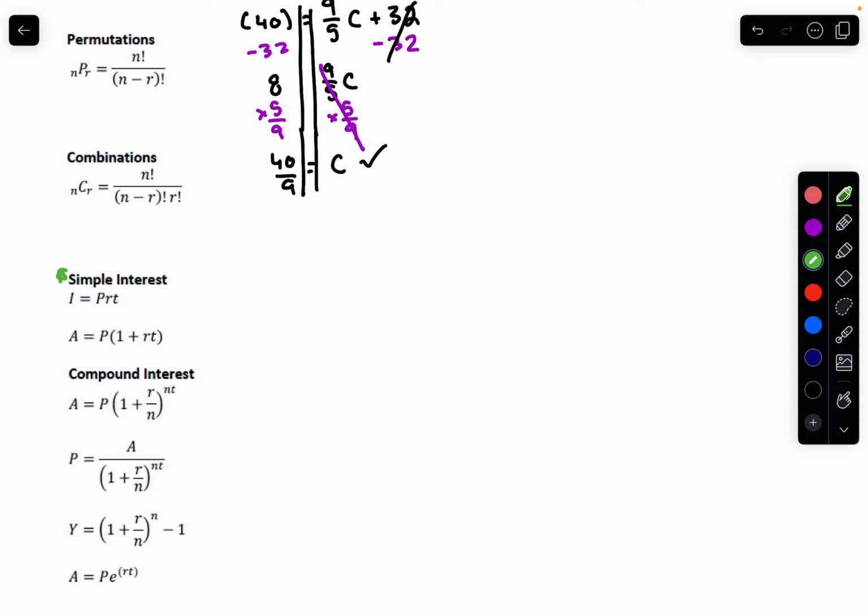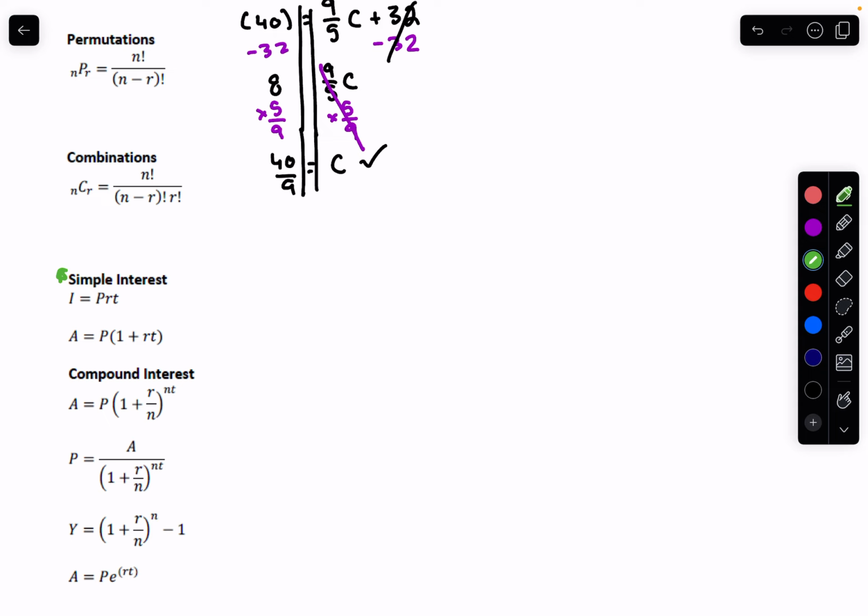The I is the money that you earn in interest. The P, the principal, that's the money that you put in the bank. The R is the rate. That's the percentage that you're earning on that money. And T is for time, which is the time that your money's sitting there in the bank.